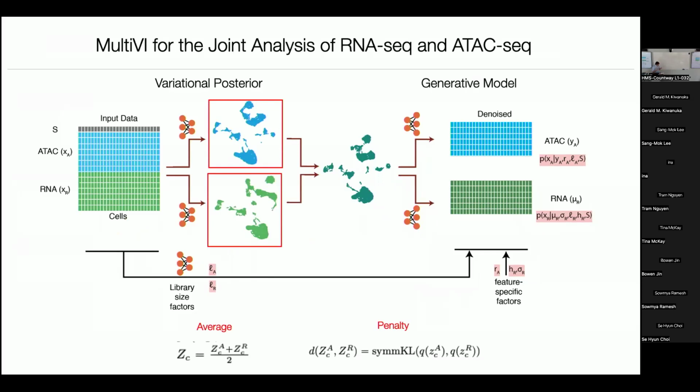Okay, and just to tell you the last detail of MultiVI, like I told you, for each representation or each data type and each observation, we create its own latent embedding. Okay, and then we bring it together. We do it by computing the mean of the individual embeddings. This is the joint representation, and at the same time, penalizing the distance between the two representations. So we want them to come close, and then to compute this joint consensus representation, we compute the average.